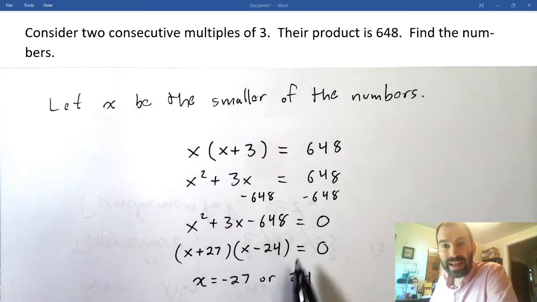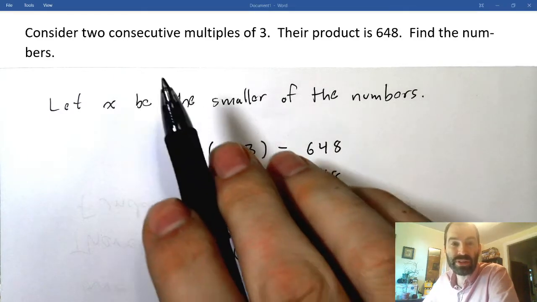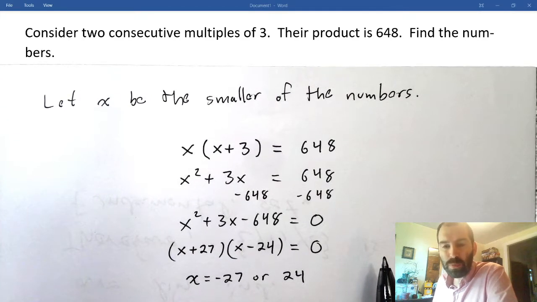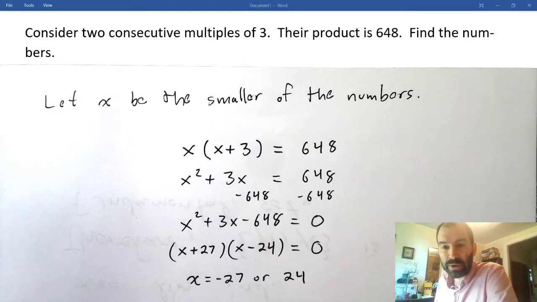Now, is this the answer to the problem? Are these the two numbers? Well, think about it. They can't be because we're looking for two consecutive multiples of 3. These should only differ by 3. These don't differ by 3, right? One's negative, one's positive. They differ by a lot. So what are we getting here? Well, we're getting two possibilities for the smaller number.